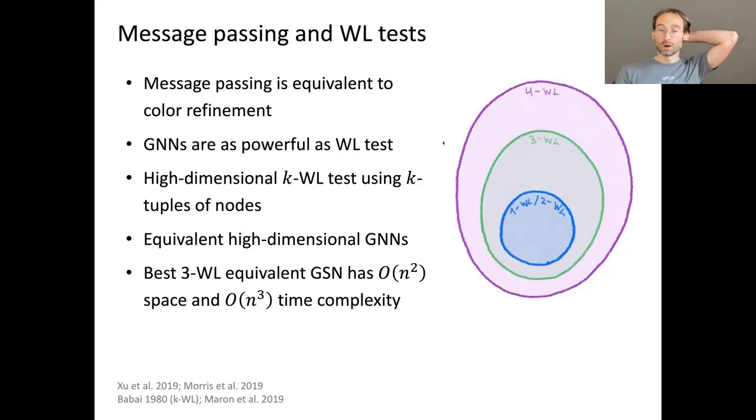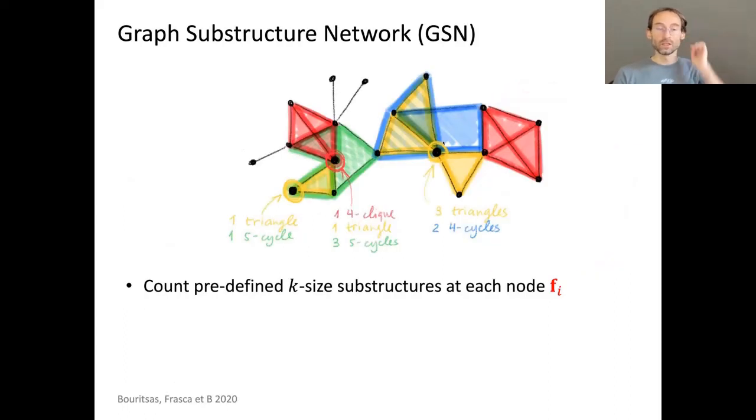So what we did, in work with my PhD student Giorgos Bouritsas and a colleague from Twitter, Fabrizio Frasca, is what we call Graph Substructure Networks, or GSN. Basically, we know that the WL test or message passing neural networks cannot detect certain structures. So let's help them. Let's pre-compute these structures, let's count them and provide them as features of the node. So it is a kind of node encoding, a positional or structural encoding.